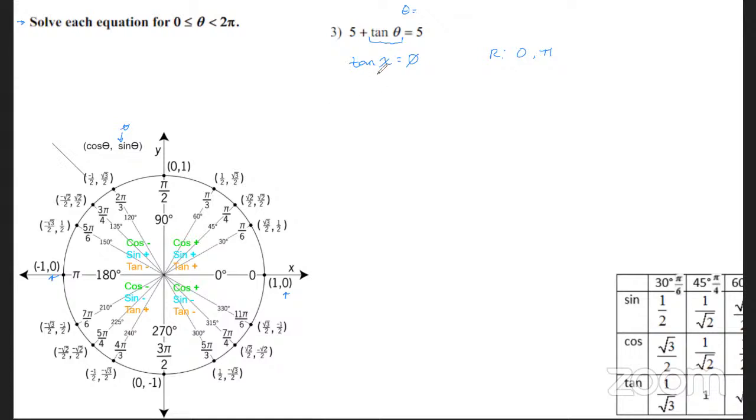Okay, so that's it. This one was easy. Our final answer is theta equals 0, comma pi.